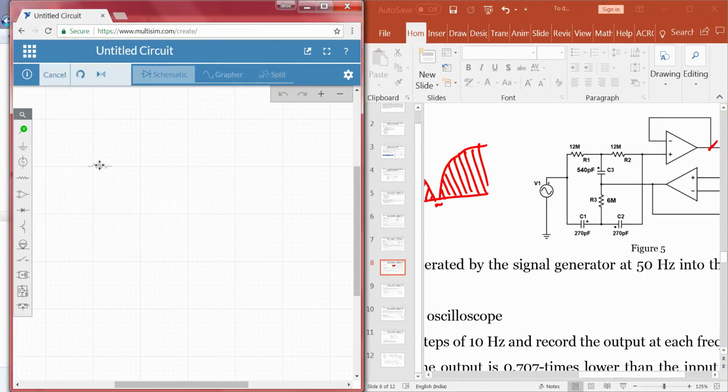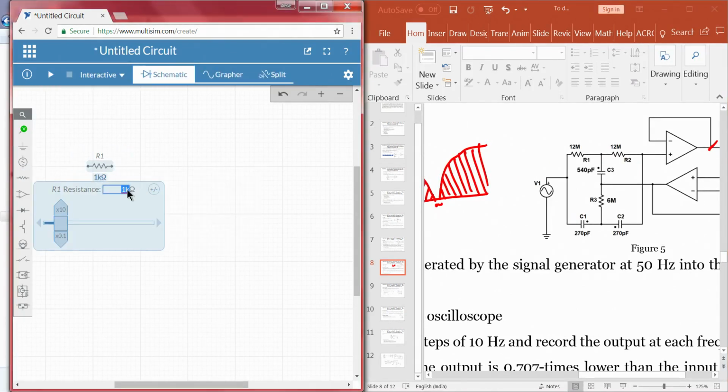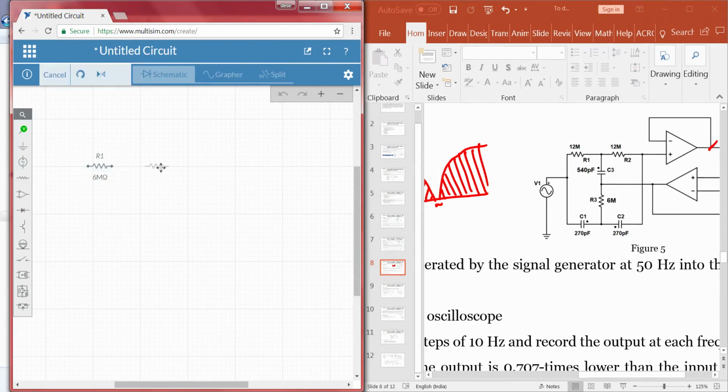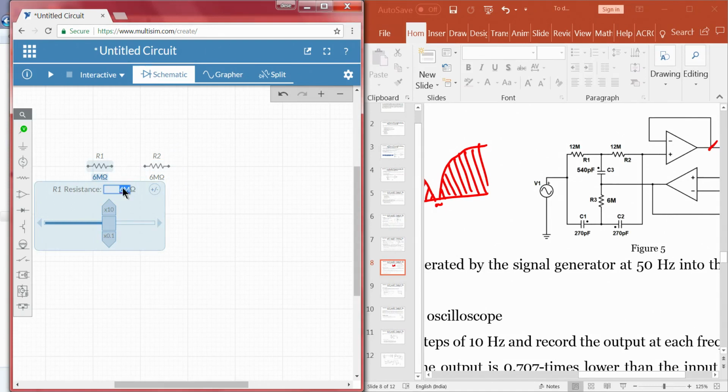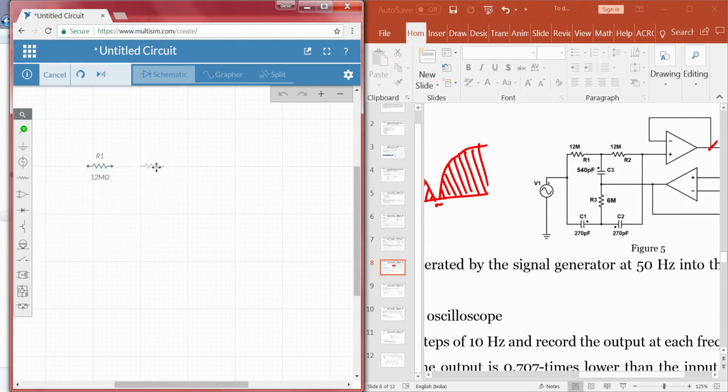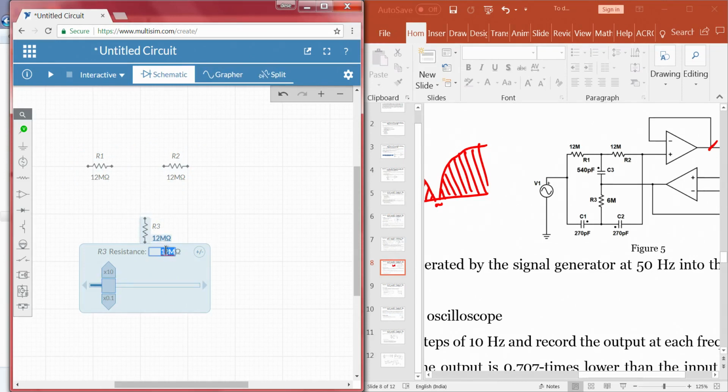So, I will take 3 resistors. I am replacing the resistance with 6 mega, and the other resistor should also be, sorry, 12 mega, and one resistor should be 6 mega. Then the other one should be 6 mega. R3 resistance should be 6 mega.